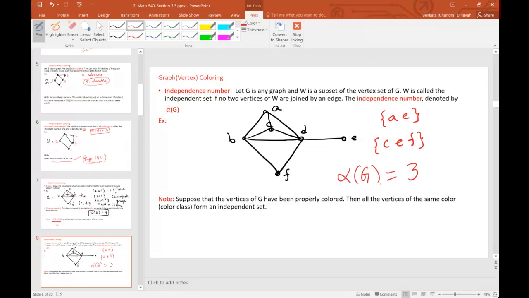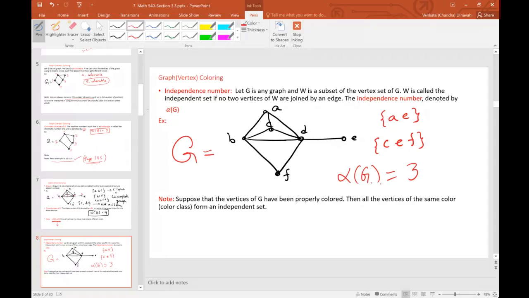For example, take any 4. All 4 of them are not pairwise independent. When I use the word disjoint, that means there should be an edge somewhere. So if you take any 4 vertices, it is impossible to find 4 independent vertices in this particular graph.